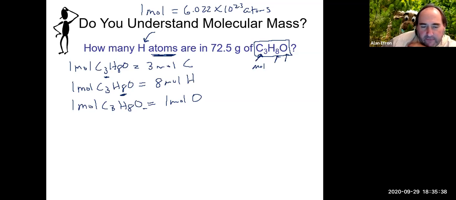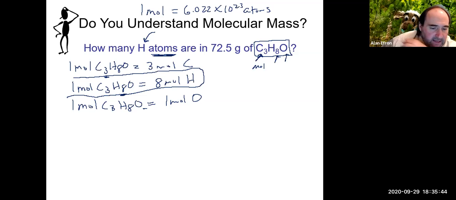So this is going to really be our conversion factor here. That's going to allow us to go from the whole thing into just hydrogen. Now, in order to use that relationship, since it's really a mole to mole relationship here, we do need to convert the grams into moles first. So to convert the grams to moles, that is going to be the molar mass from the periodic table.